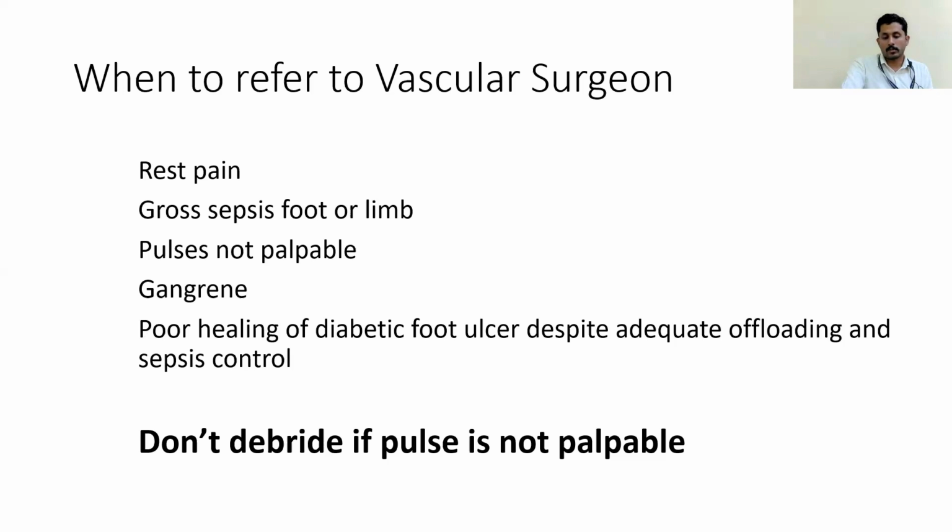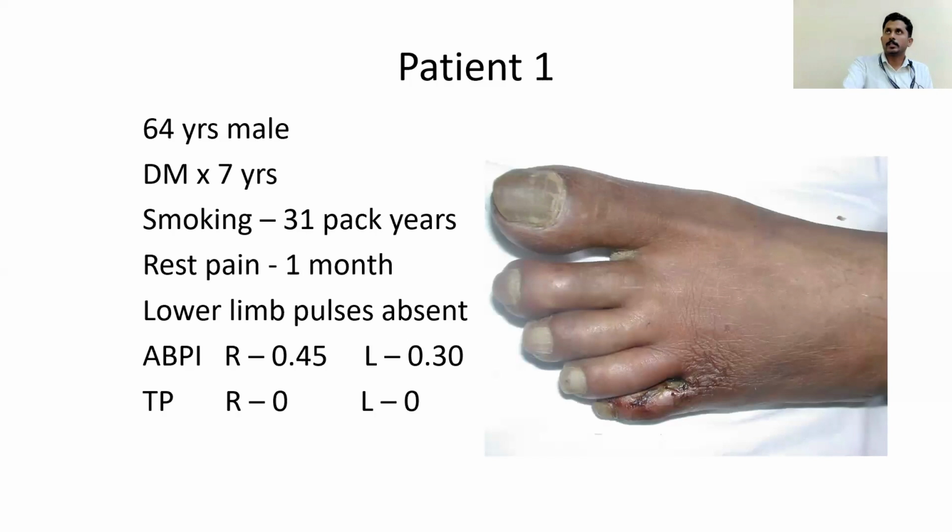The main point is we should not debride any wound if the pulse is not palpable, because we will be making an injury. The main pathology behind the diabetic foot ulcer is that if we debride or amputate when there is no adequate blood supply to the affected area, the ischemia will go proximally. So we end up amputating at a higher level. So we should not debride unnecessarily if there is no pulse. Then we'll be discussing different case scenarios for better understanding.